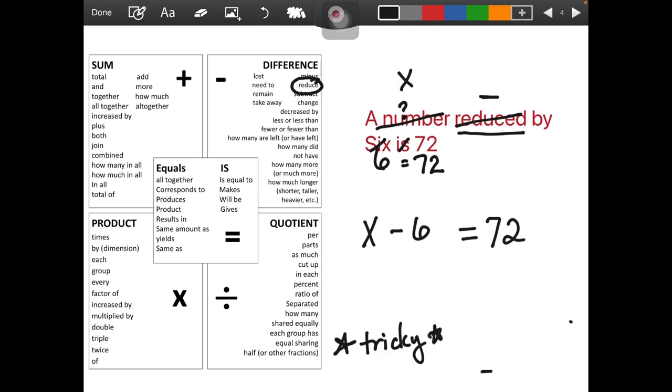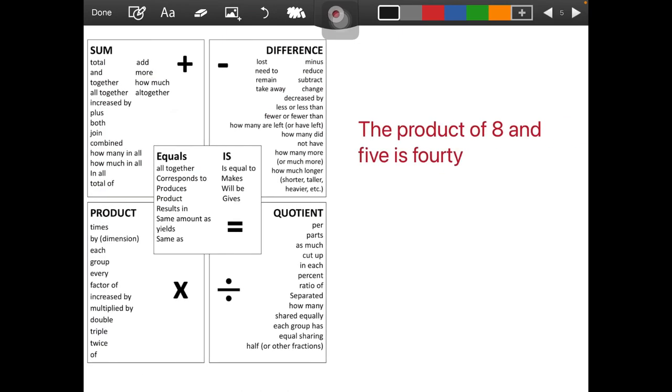You've got to be careful. Okay, all right, the product of 8 and 5 is 40. Well, product is the nice, pretty vocabulary word for multiply. So I'm going to get rid of the word product, I'm going to put multiply. So I'm going to multiply the product of 8 and 5.